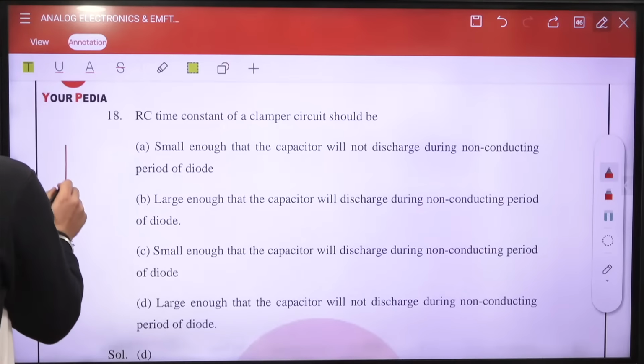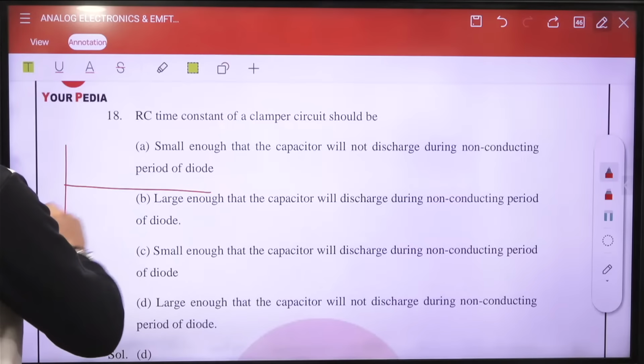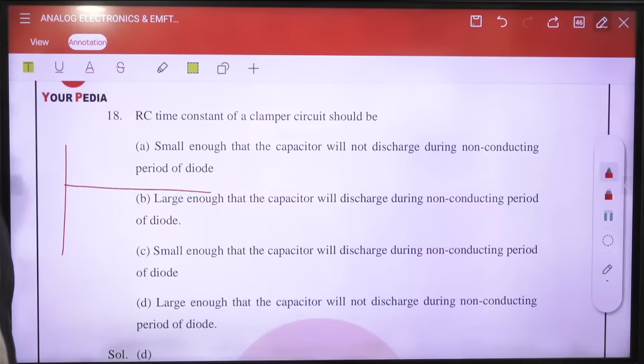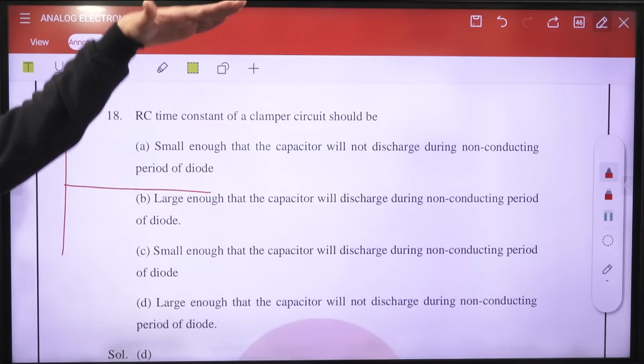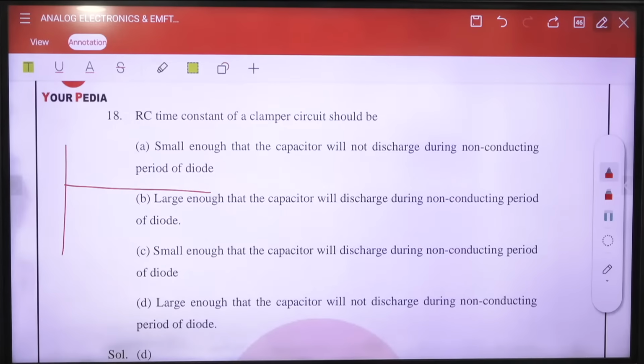See, basically, if you have a clamper circuit, what will a clamper do? What is the function of a clamper? The clamper will clamp the waveform, will change the waveform, right? It will be shifting the waveform either above or below. Yes, a wave shifter. Good.